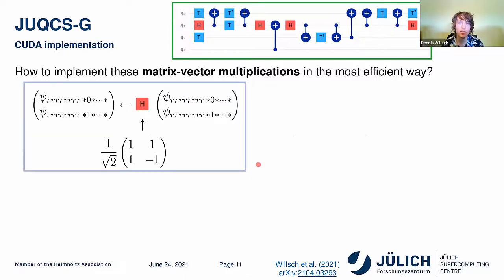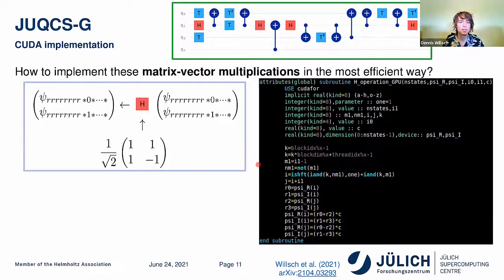Let's look at a brief example of how this happens in the code. So here we have, so this is Fortran code.